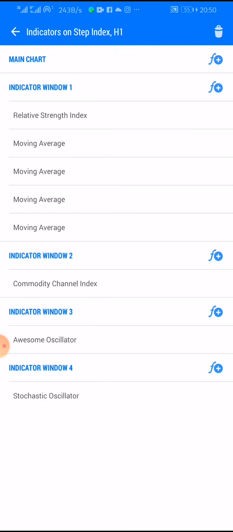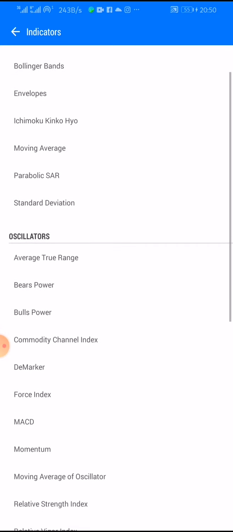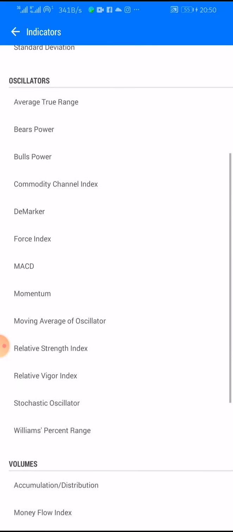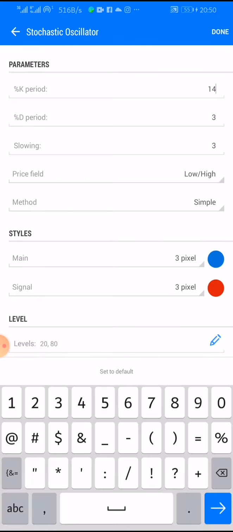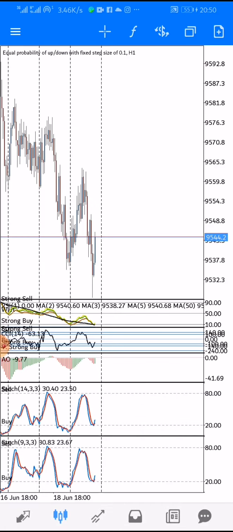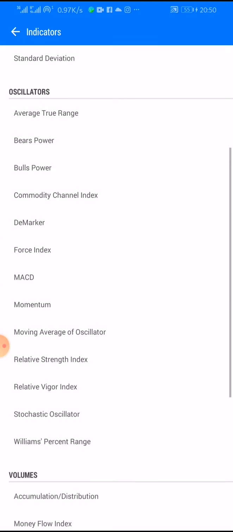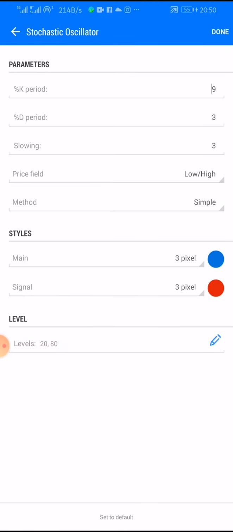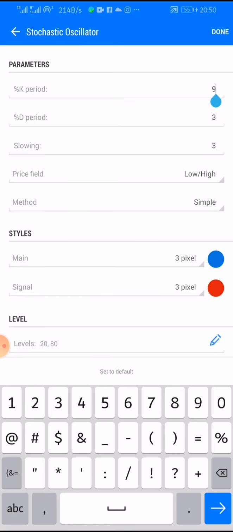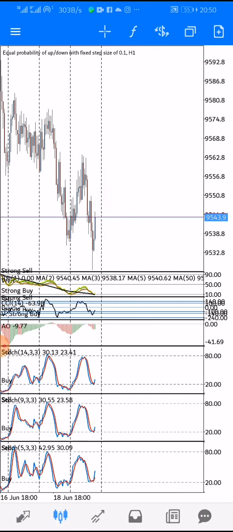So let's do all that now. Add another one, stochastic oscillator, change this to 9, and I'm going to add another one, stochastic oscillator 5. Right, so the strategy is very simple. It's absolutely simple. So if you come with me here, you will get the concept properly.